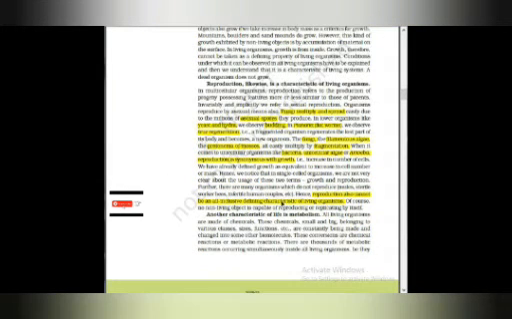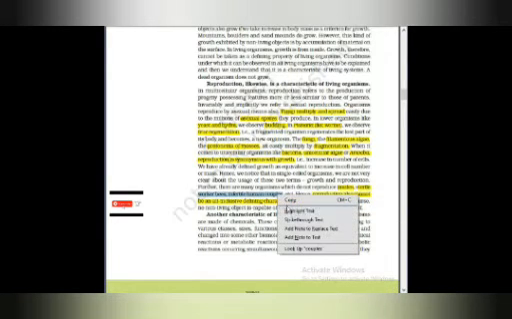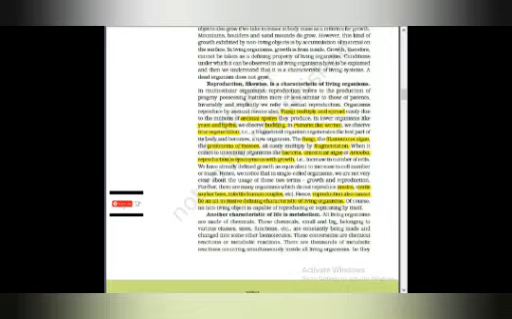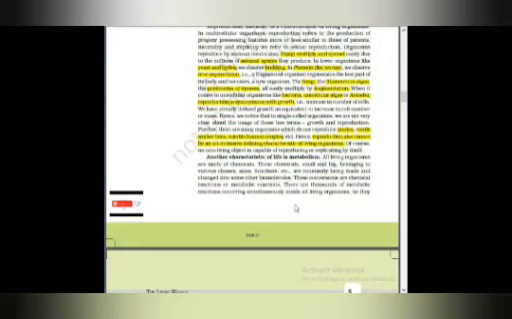The next point is that reproduction also cannot be an all-inclusive defining characteristic of living organisms. But why? We have some organisms, like the mule, sterile worker bees, and infertile human couples. They are not able to reproduce. So reproduction is not an all-inclusive defining characteristic of a living organism.